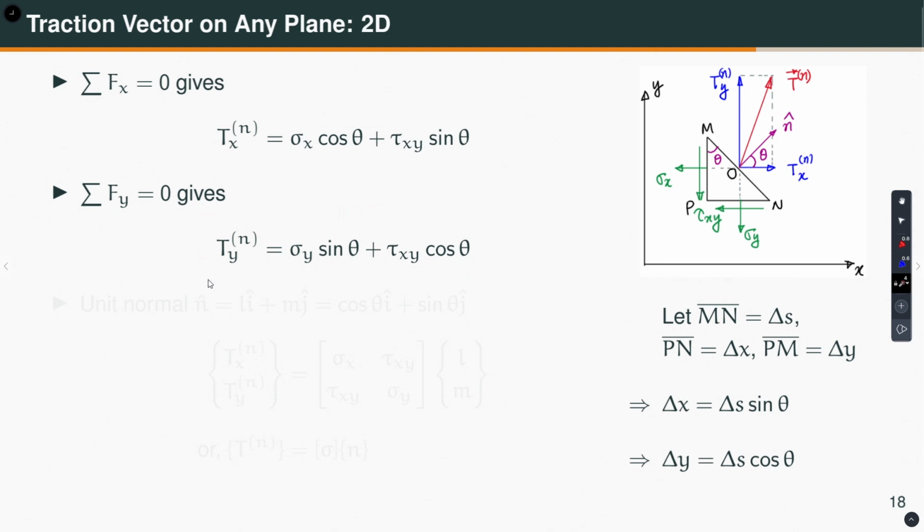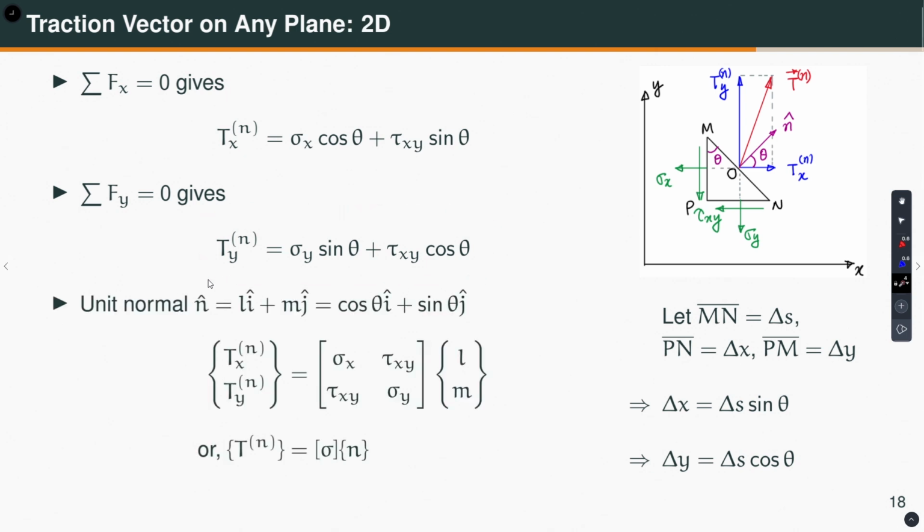Okay. So, if I write this slightly differently by introducing this convention that the unit normal to this plane can be written as Li plus Mj, where L is the projection of this unit normal on the x axis, M is the projection of this unit normal on the y axis, and i and j are the unit vectors in the x and y direction, right.